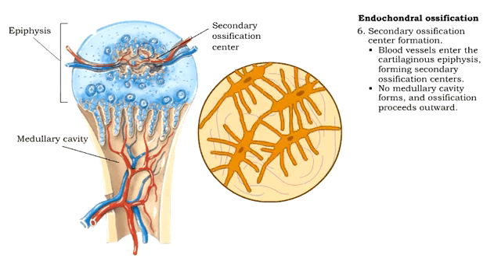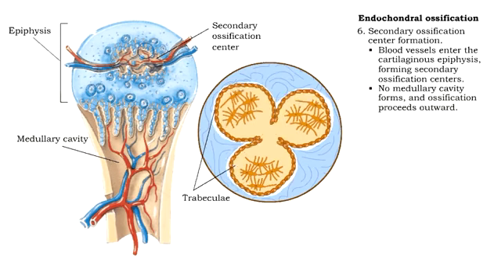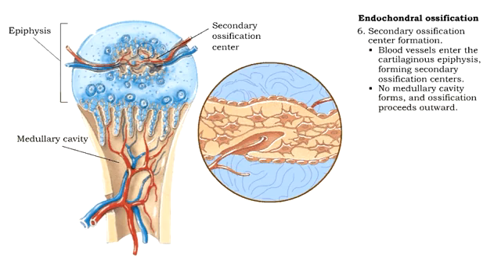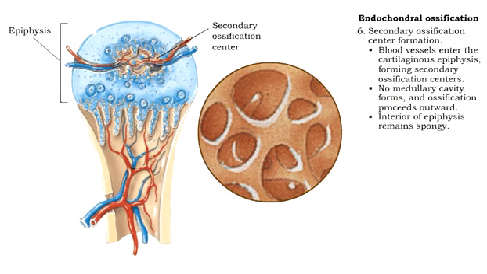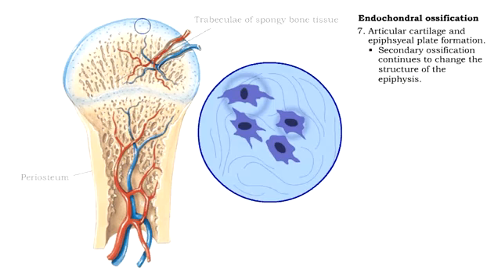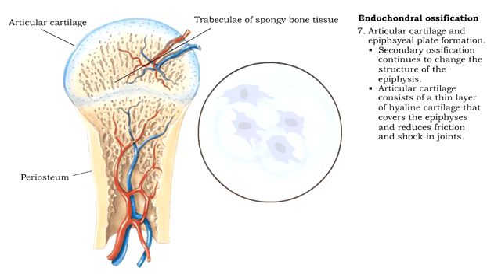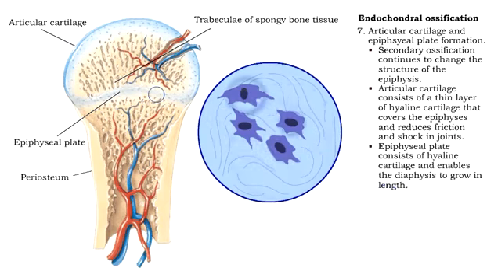Secondary ossification differs in that no medullary cavity forms, and ossification proceeds outward. As a result, the interior of the epiphysis remains spongy. Secondary ossification leaves a thin layer of hyaline cartilage covering the epiphyses. This is known as articular cartilage, and it reduces the friction and shock in bone joints. The change to the epiphysis also forms the epiphyseal plate, a layer of hyaline cartilage that enables the diaphysis to grow in length.